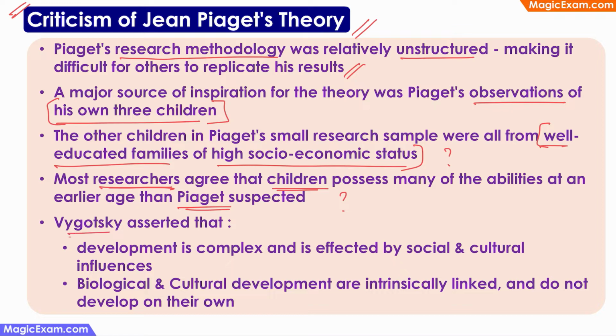And Vygotsky also criticized Piaget's theory. Vygotsky says that Piaget's theories don't take into account social and cultural influences on development. And Vygotsky also says that biological and cultural development are interlinked. That is, biological development cannot happen without cultural influences and vice versa.